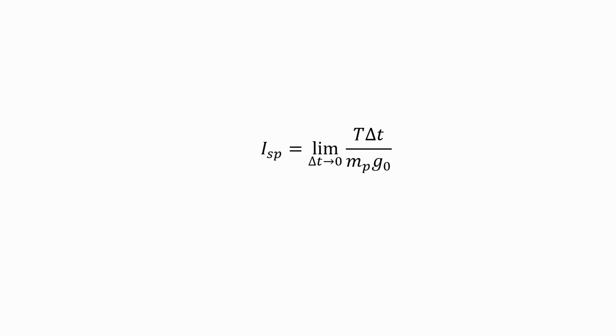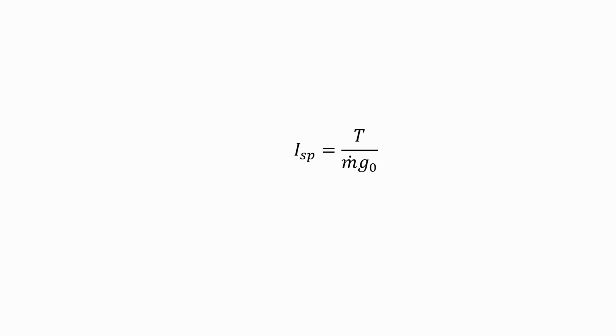To close the lesson, a final definition is required: the specific impulse. The specific impulse is equal to the impulse, that is, thrust multiplied by the time interval during which thrust is applied, divided by the weight of the propellant expelled during this time. g0 here is the acceleration of gravity at sea level.